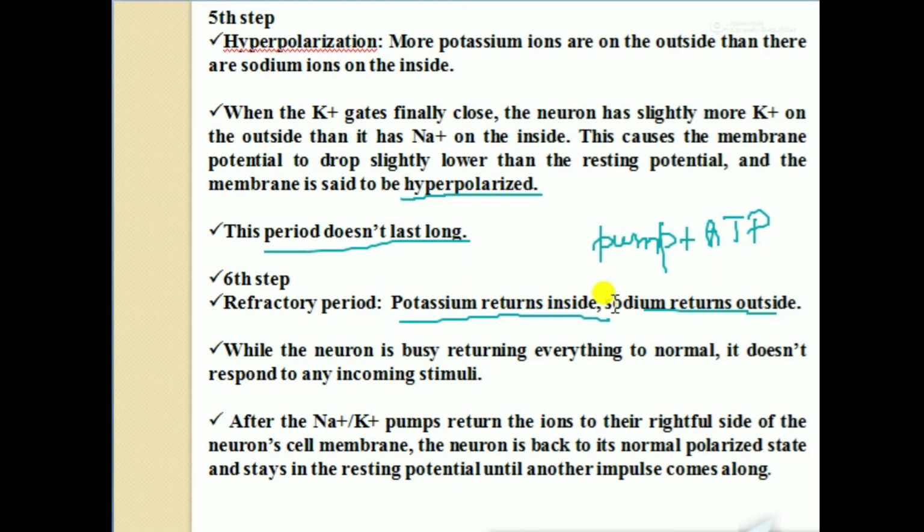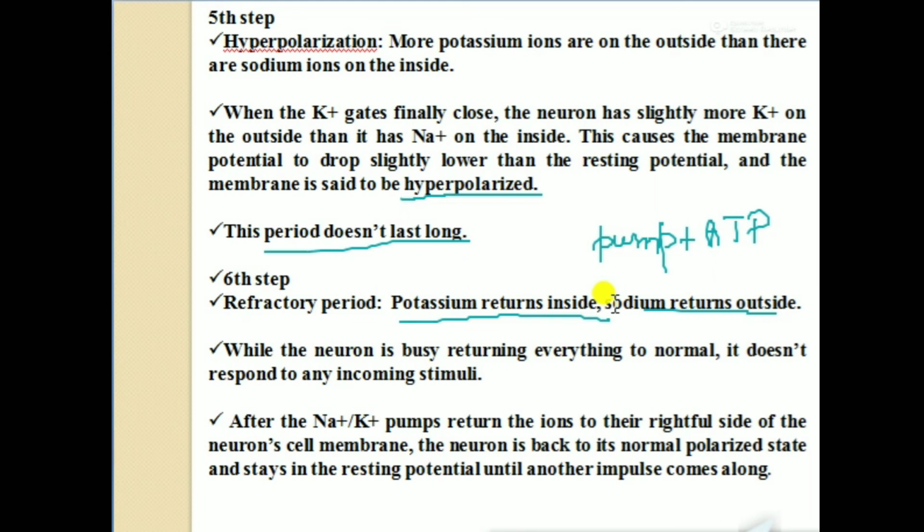After the sodium potassium pump returns the ions to their rightful side of the neuron's cell membrane, the neuron is back to its normal polarized state and stays in the resting potential until another impulse comes along. This is all about the information. In this process, information will pass from one region to the other region.